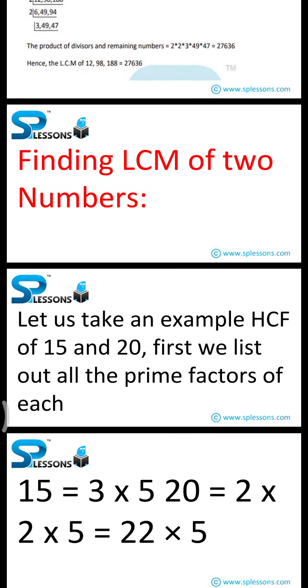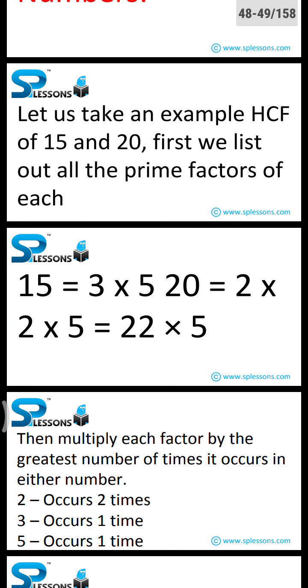Finding LCM of two numbers. Let us take an example, the LCM of 15 and 20. First we list out all the prime factors of each. 15 equals 3 × 5. 20 equals 2 × 2 × 5, which is 2² × 5.